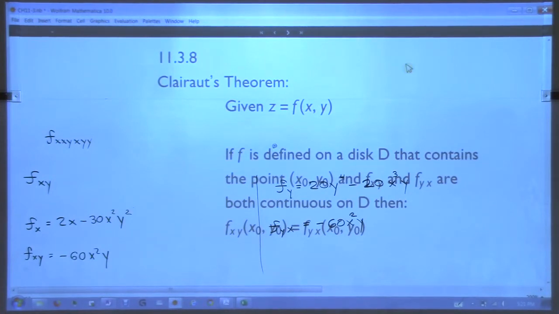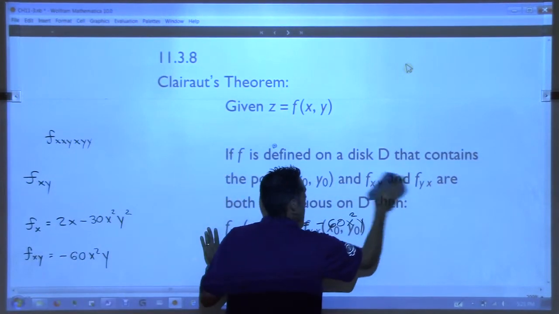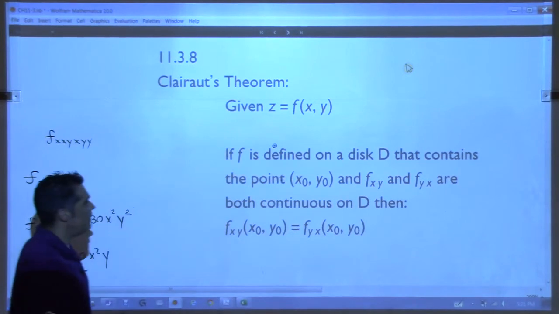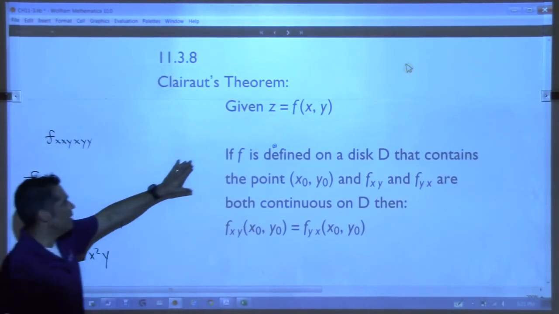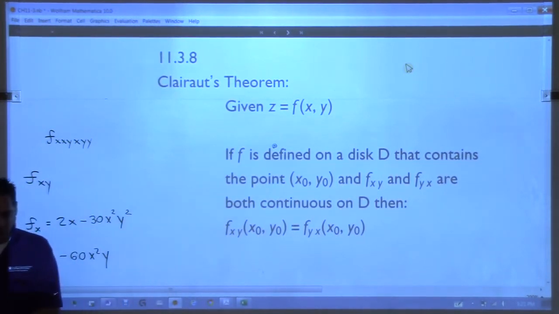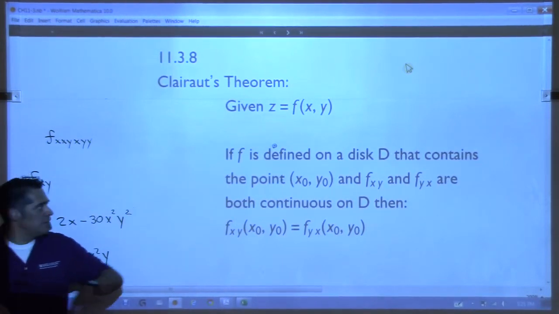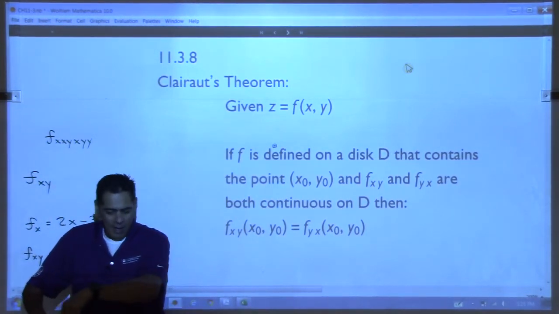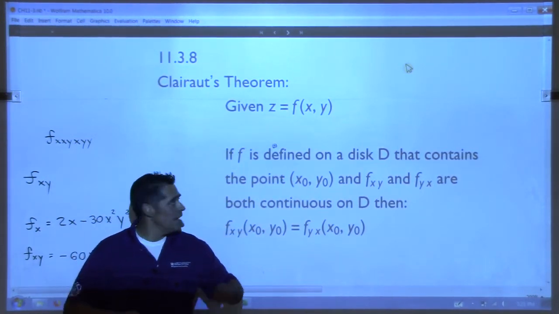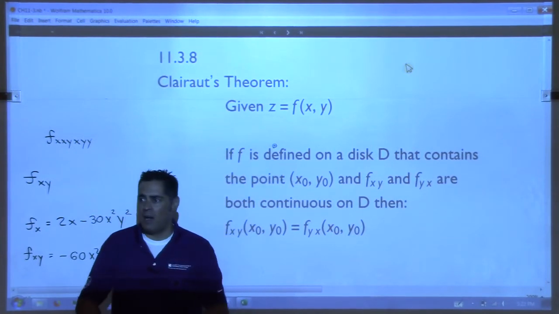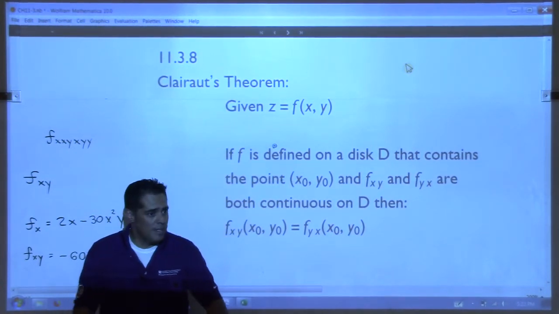All right, Clairaut's theorem. Given some function of two variables, if f is defined on a disk D that contains the point x naught, y naught. So this is mathy stuff right here. This is just saying, hey, you're standing on this surface, okay? You went out x, you went out y. That's x naught, y naught. You're up here on this surface. As long as your surface is defined on some disk around you.